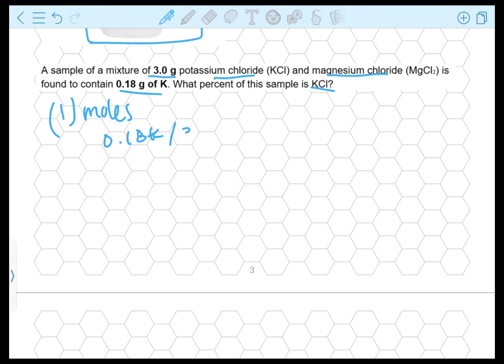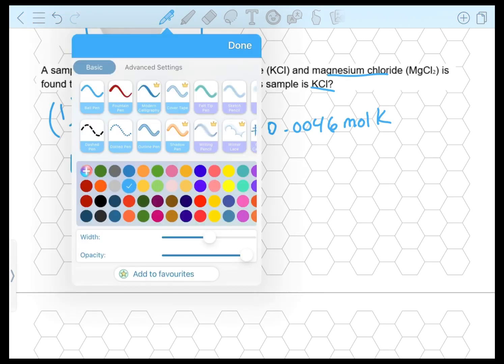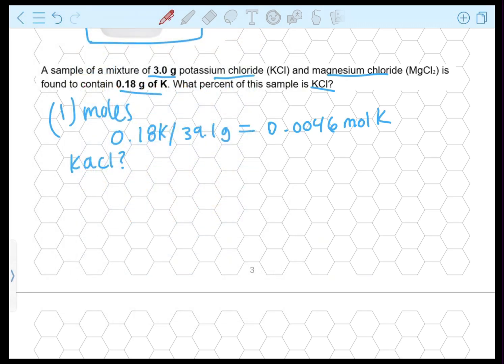So the molar mass of potassium is 39.1 grams, and we divide, and that gives us 0.0046 moles of potassium. Next, we have to find the moles of potassium chloride as a total. Now, in the previous video, I mentioned that you can use the ratios of the molecule to help you find the moles of each element and the whole molecule. And the same idea applies here.